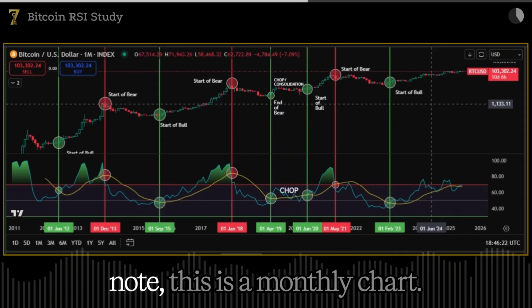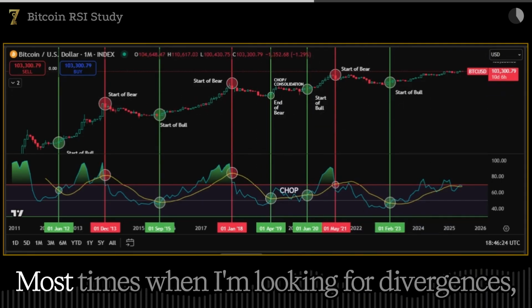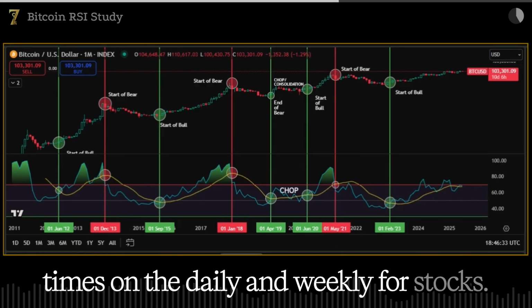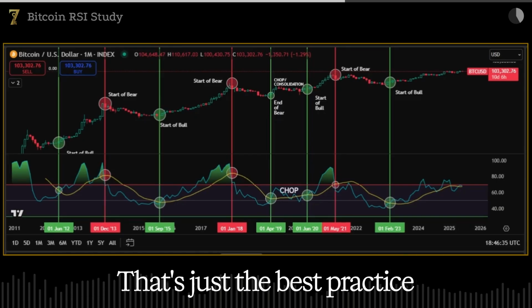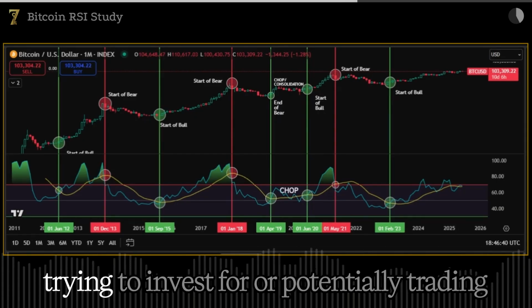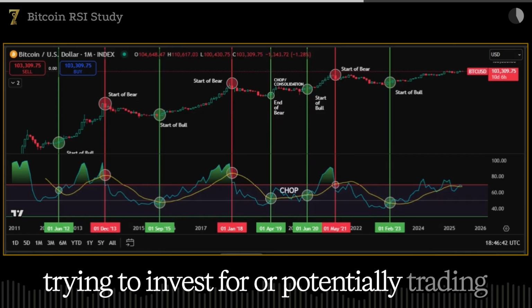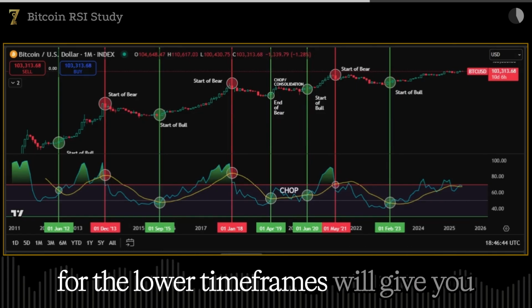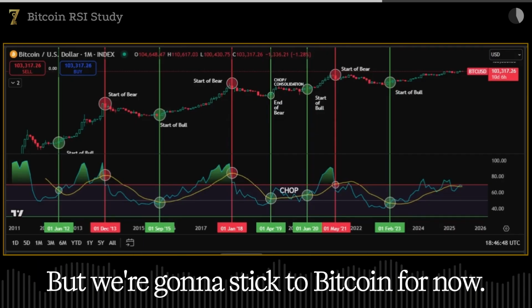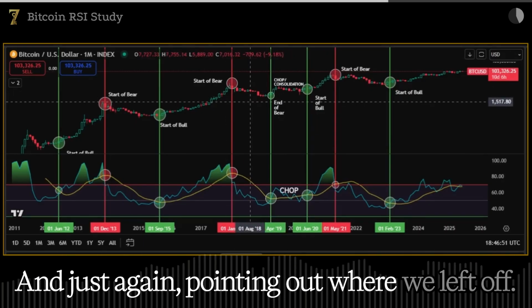And the one thing you're going to note, this is a monthly chart. Most times when I'm looking for divergences, you'll find me doing it on the weekly and 2-week for Bitcoin, and a lot of times on the daily and weekly for stocks. That's just a best practice that I'm sharing with you. Depending on the time frame in which you are trying to invest for or potentially trading for, the lower time frames will give you the quicker signals with divergences. But we're going to stick to Bitcoin for now, and just again pointing out where we left off.